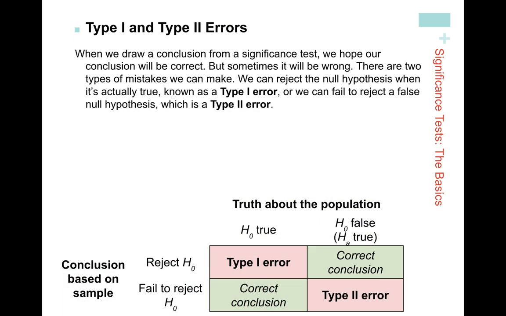All right, next topic. Is it possible that after doing this test, you make an error? Yes, we know it is. There are two different types of errors you can make: a type 1 error and a type 2 error. A type 1 error is incorrectly rejecting the null. Write that in your notes. Type 1 error, incorrectly reject the null.